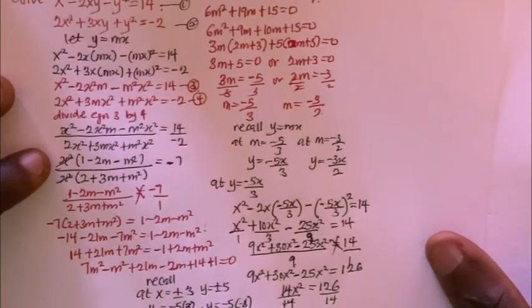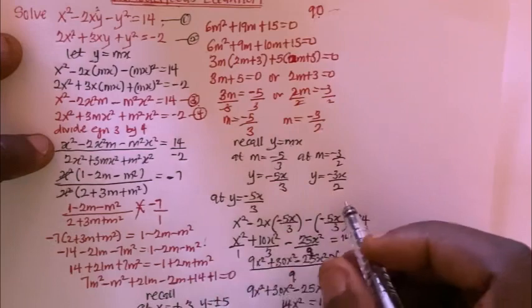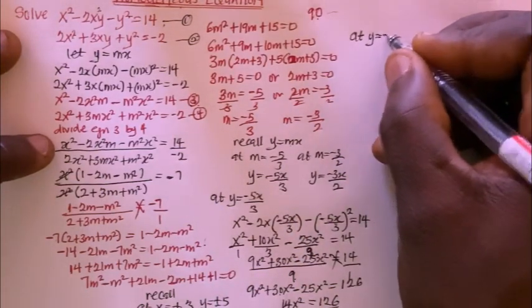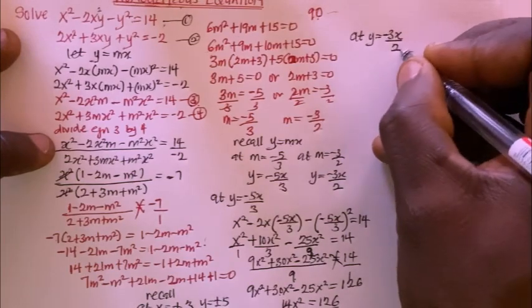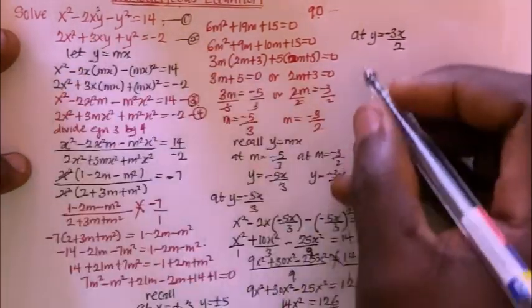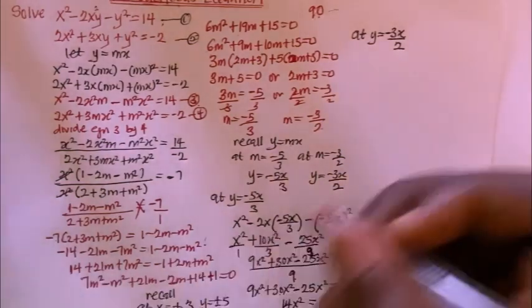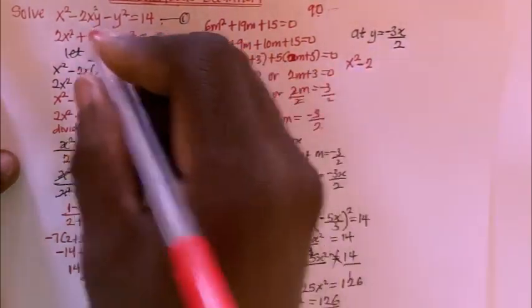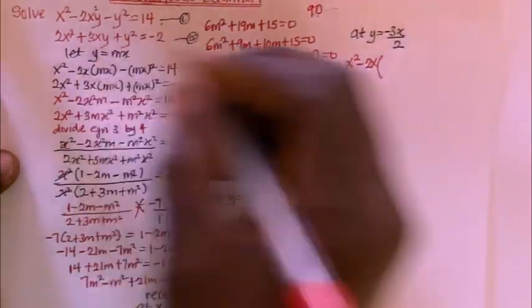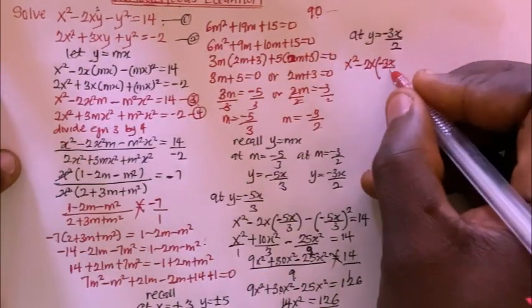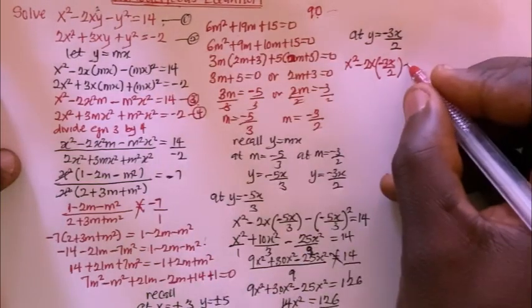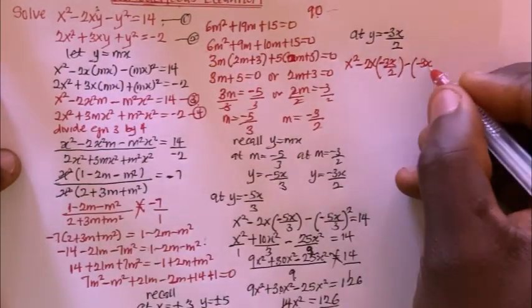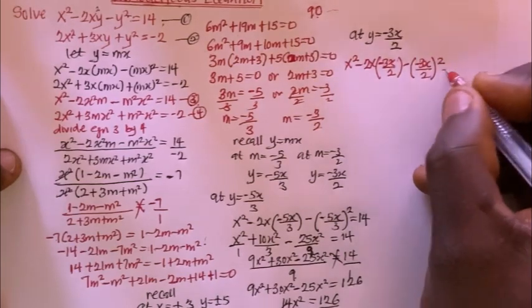Then for the second aspect, y equals minus 3x divided by 2. Then let's simply put it into any of the equations. Let's use equation 1. Then here we are going to have x squared minus 2xy, where y is minus 3x divided by 2, then minus into brackets y, that's actually minus 3x divided by 2, all squared equals 14.